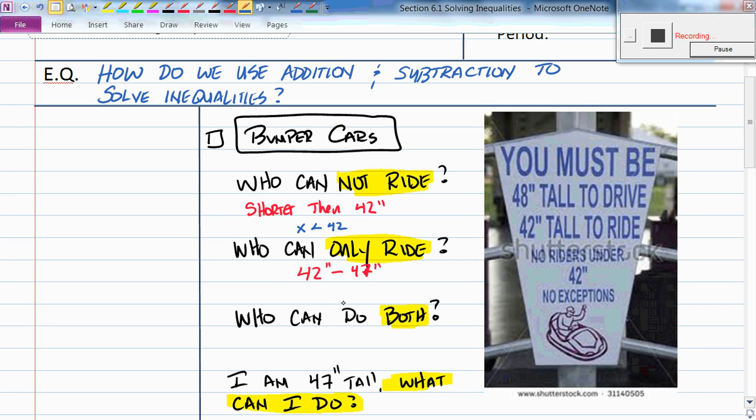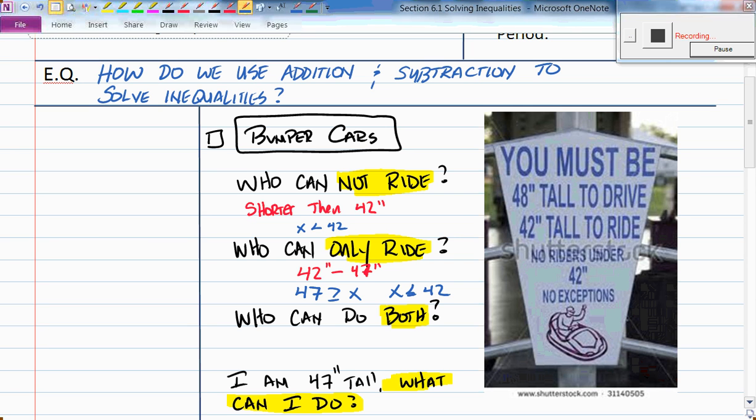47 is greater than or equal to X, and X is less than or equal to 42. But all in one equation. You just wrote down. But are those saying essentially the same thing right there? What we just said? You have to be 42 to 47 inches? Yeah? Okay. Who can do both then?